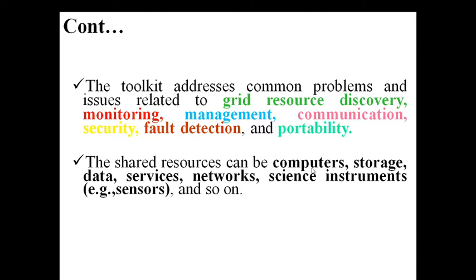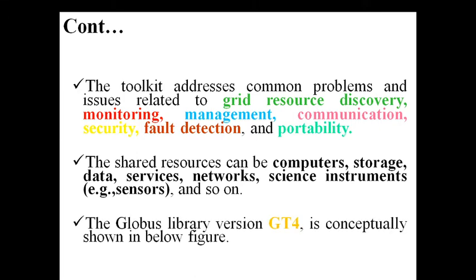It helps to provide communication to computers, to store your data, to process your data, services, network connectivities, science instruments, meaning sensors. For example, if you are going to use the IoT, which can access the data from the devices only. If that is the case, it also allows the different types of devices attached to your computer to store your data or to access your data. So these are the means by which we can use the Globus Toolkit software.